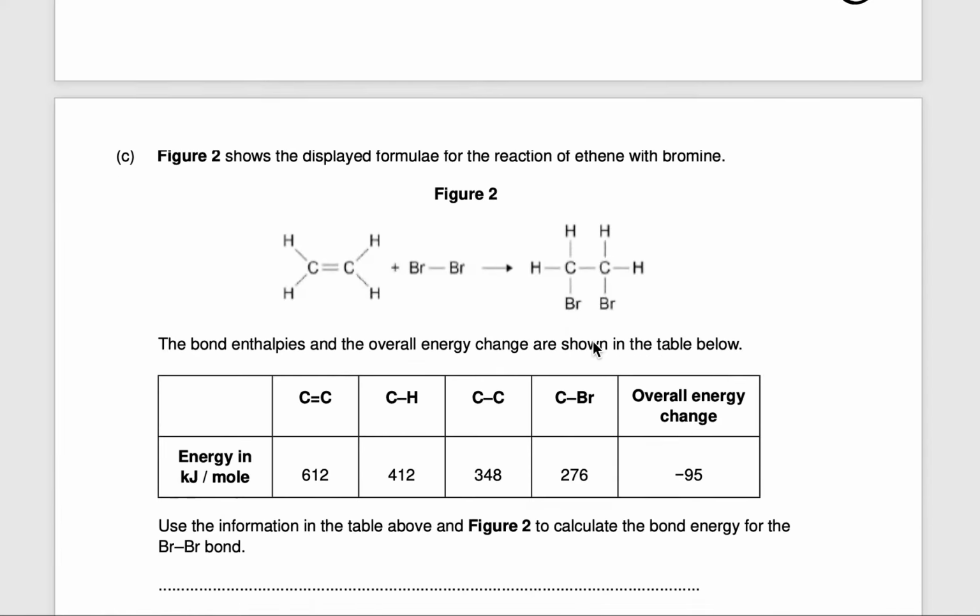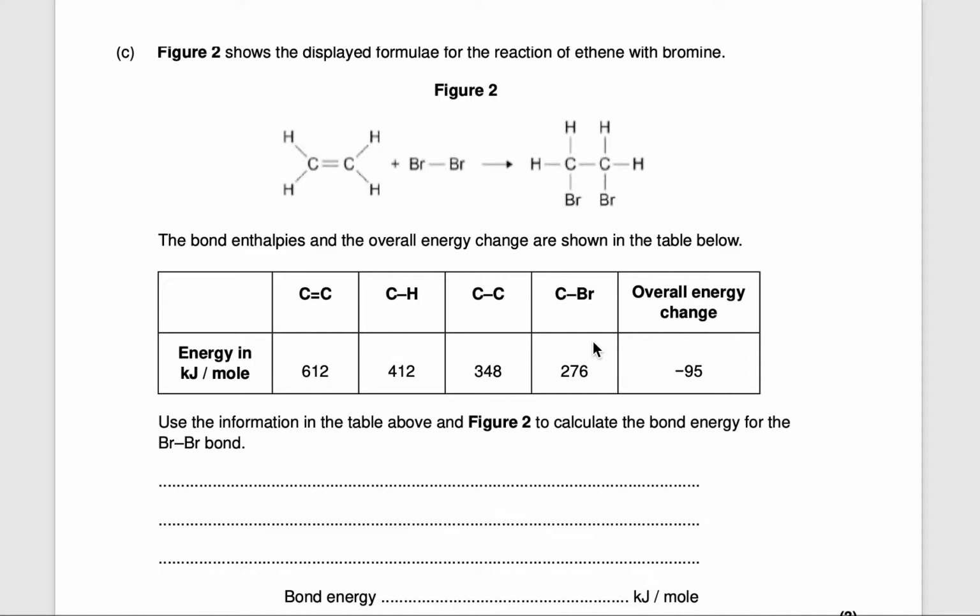Okay. Next question. Figure 2 shows the displayed formula for the reaction of ethene with bromine. The bond enthalpies or the overall energy change are shown in the table below. Okay, and we're given that table. Use the information in the table and figure 2 to calculate the bond energy for the Br-Br bond. Okay, so we need to work out this one over here, and we're not given that in the table, so this is going to be X.